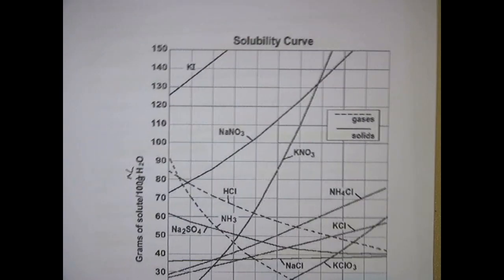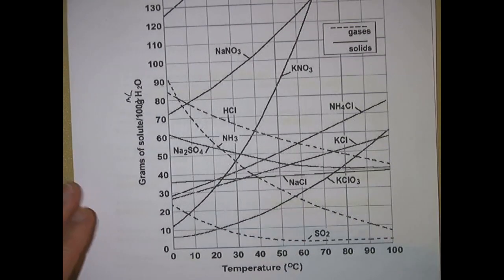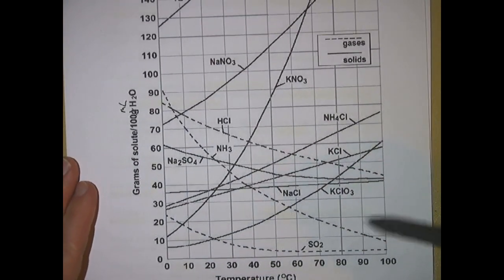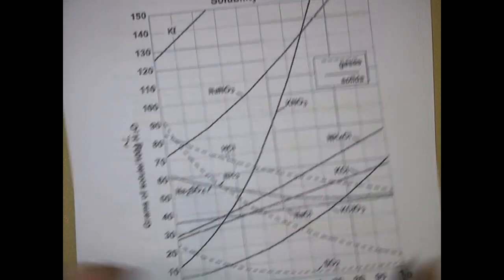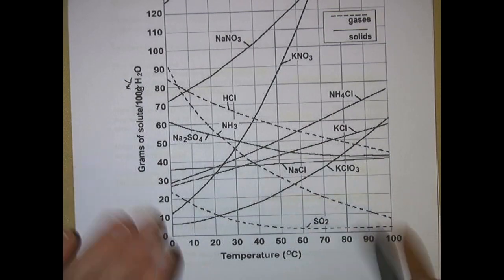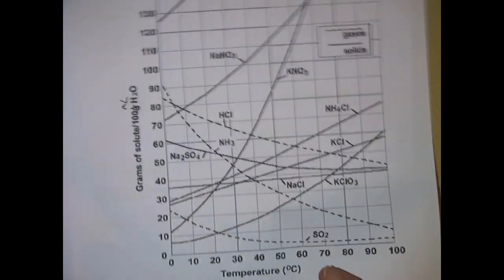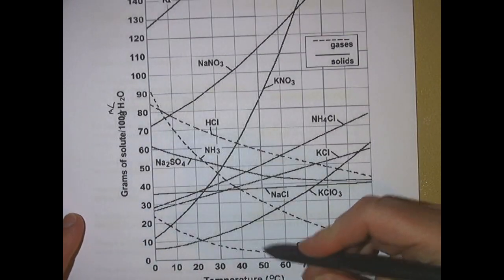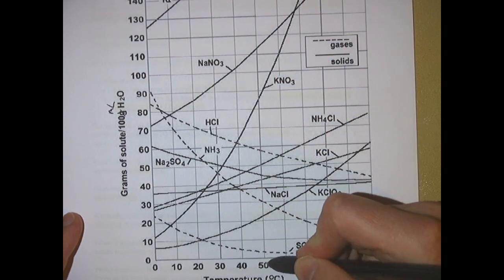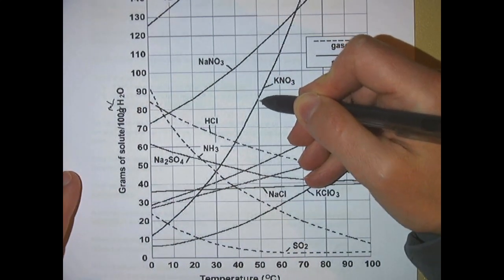There are a few things you can see right off the bat as you look at it. Before I get into that, it's just like reading any graph. So if I said, let me look at my example, at 50 degrees Celsius, so if I go to 50 degrees Celsius here, which is right in the middle, this question says you can dissolve about 85 grams of KNO3 in 100 milliliters of water. So you go up to 50, and then to the KNO3 line, and you'll find that the KNO3 line is at about 85. Okay.